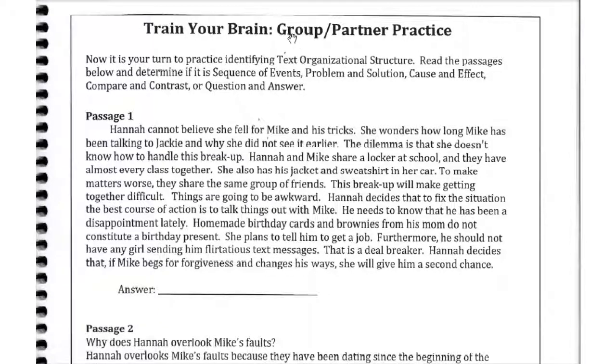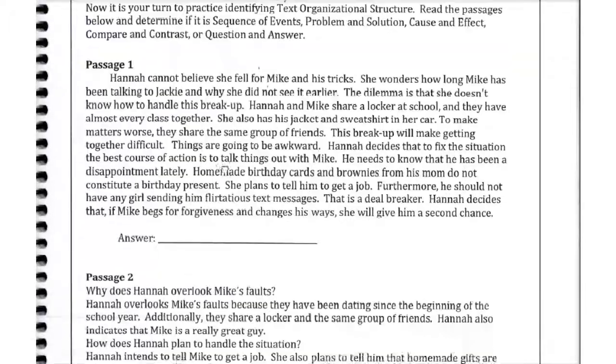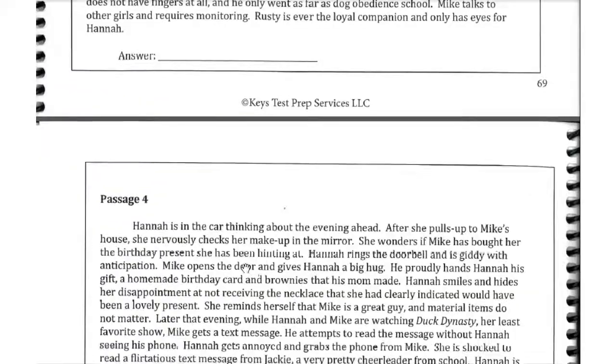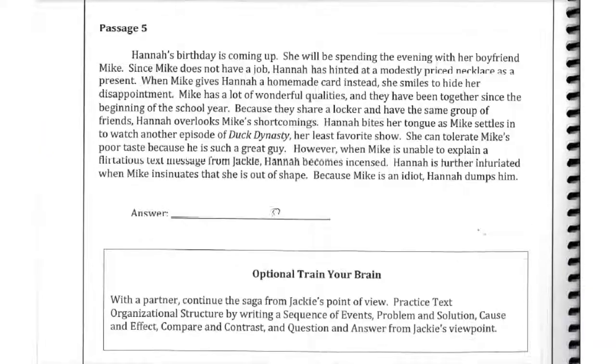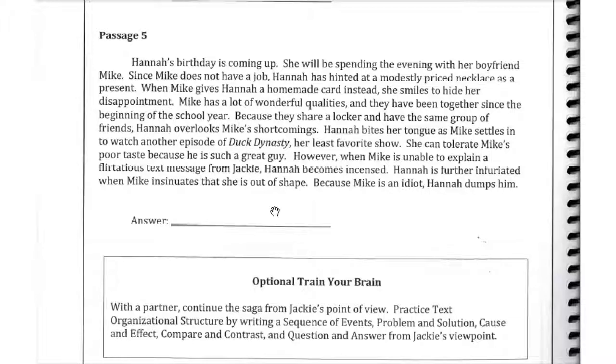Since you don't have a group or partner to work with, this is something you're going to be doing on your own. It's time for you to identify text organizational structure. Read the passages below. Determine if each is either sequence of events, problem and solution, cause and effect, compare and contrast, or question and answer. You will have 5 questions in this CYU.